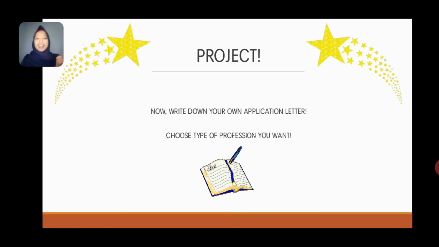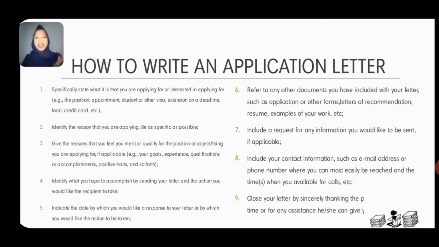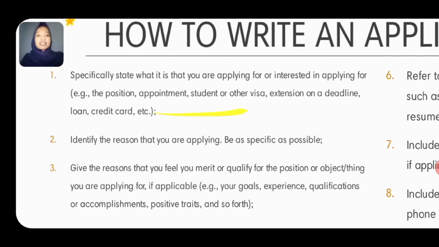And now the project: I want you to write your own application letter. Choose the type of profession you want. Now, before you write it by yourself, I want to tell you how to write an application letter well. For the first, specifically state what it is that you are applying for or interested in applying for. For example, the position, appointment, student or other visa, extension on a deadline, loan, credit card, and so on. We have to mention it.